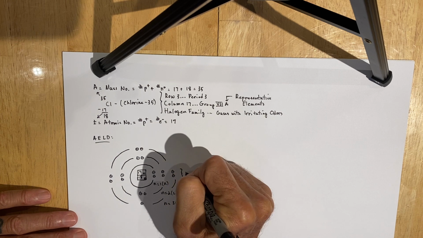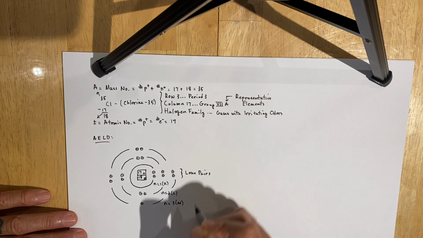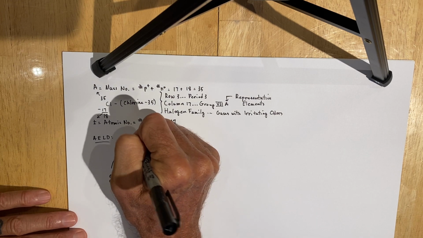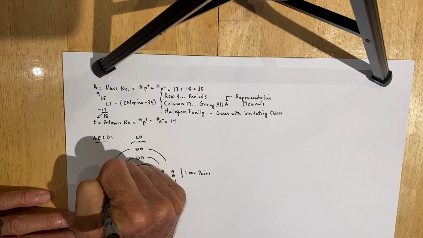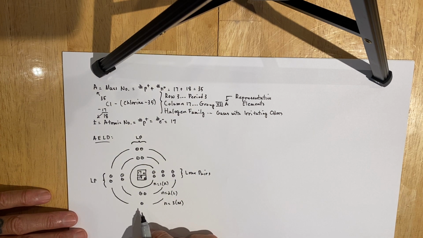It has 3 lone pairs. Here, another lone pair here, and another lone pair here. And it's got one unpaired valence electron, which would enable us to predict that, given that chlorine's a nonmetal, it forms one bond because it can share that one unpaired valence electron with either a metal or a nonmetal.